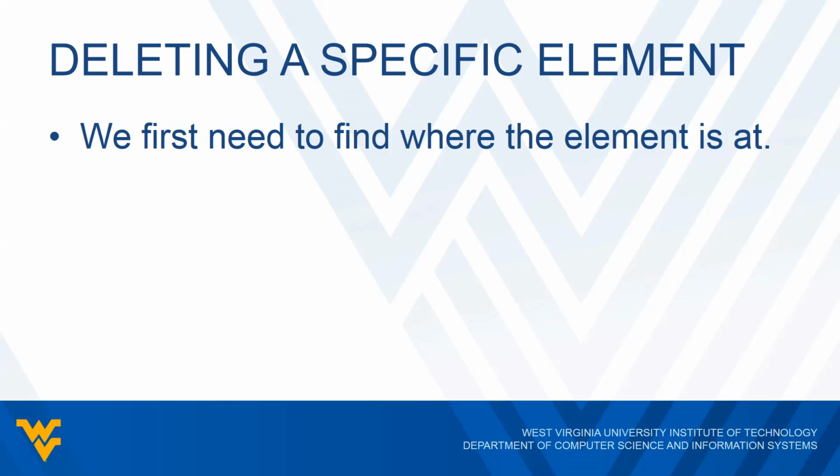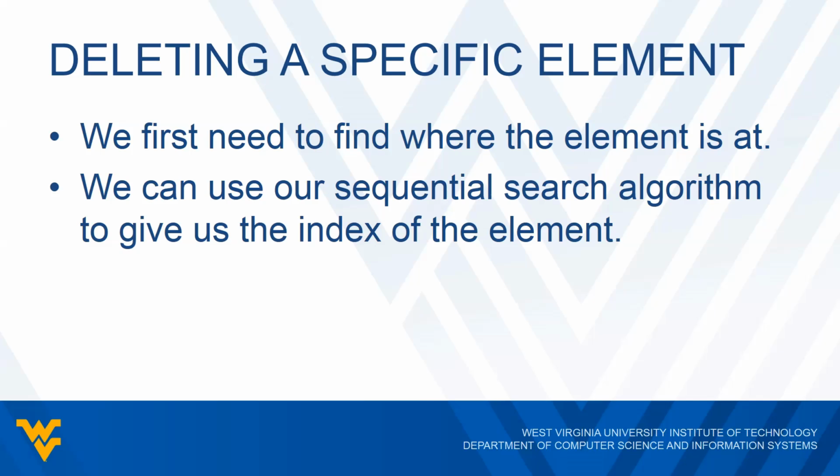Now, how do we find the element? Well, we can take advantage of our sequential search algorithm. That's going to give us the index of the element that we want to delete, and then we can just say delete the element at that particular index.